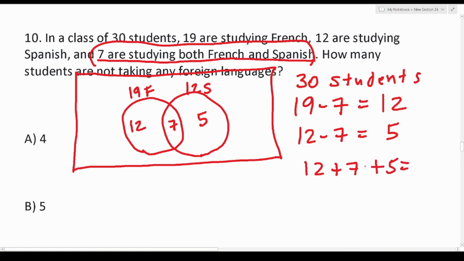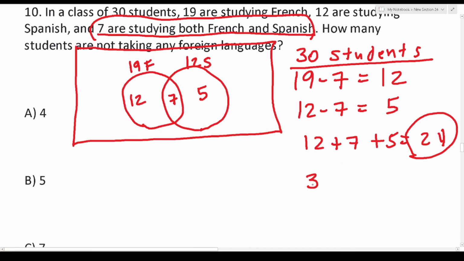That's the same as 12 plus 12, which is 24. So inside these interlocking Venn diagrams, there's a total of 24 students. Well, we know there are 30 students in this class, so we're going to do 30 minus 24. 30 minus 24 is 6, and we can place that 6 in this box out here. That represents the number of students not taking any foreign language.